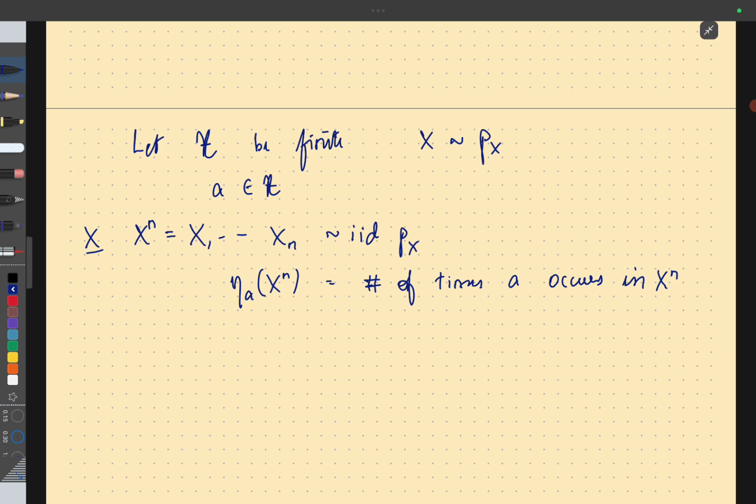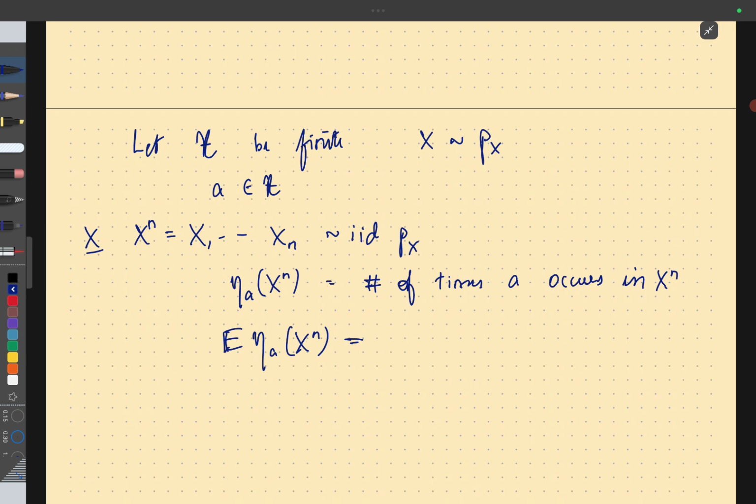Okay, that's simple enough, at least simple enough to visualize. But firstly, what I want to know is what is the expected number of times the symbol A would occur in xn. What would you expect this to be? What would be your guess? You would guess that this should be n times Px of A, correct? Because each symbol is IID. But how do we prove this?